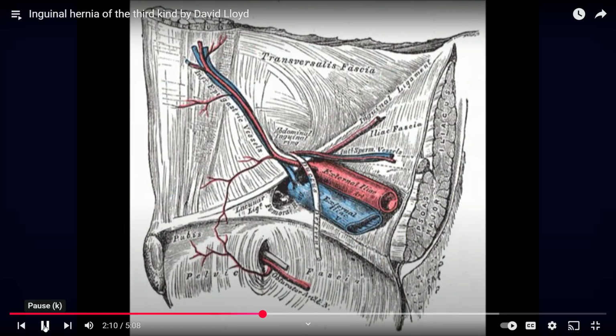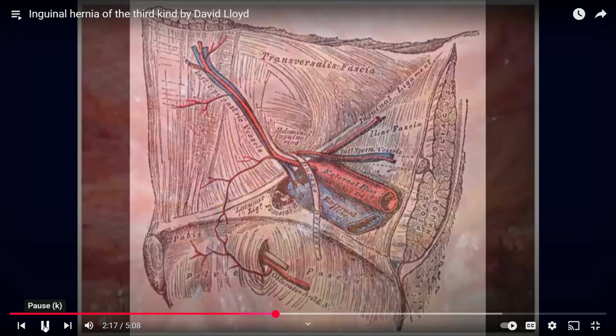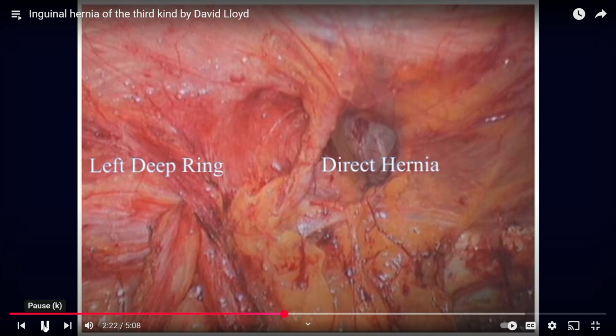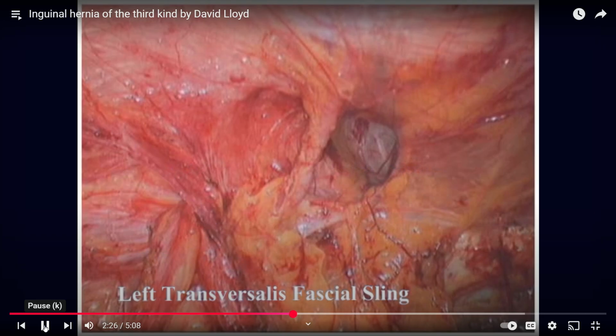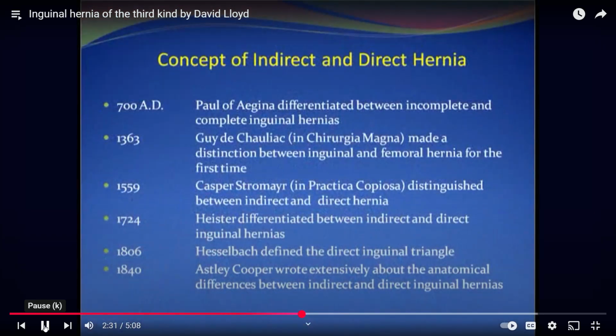Classic teaching is that there is no obvious recess between the deep ring and the vessels or Hasselbalch's triangle. However, some patients do have a widening gap between the vessels and the deep ring. Here is the transversalis fascial sling, and this is the recess lying lateral to the vessels. The concept of indirect and direct hernias dates back many years, and Caspar Strohmeyer in 1559 distinguished between the two.